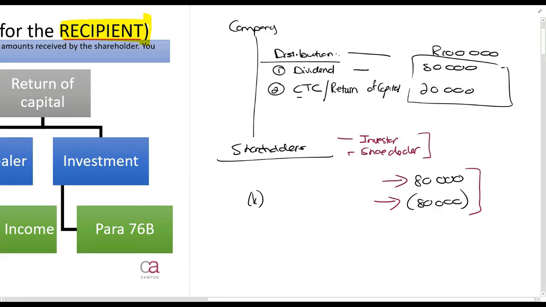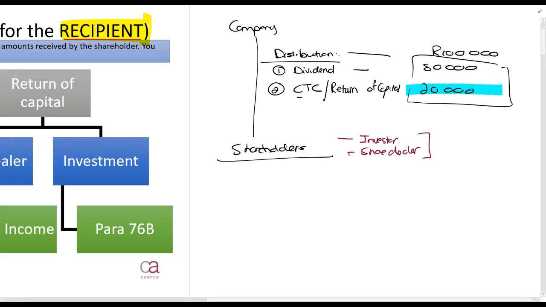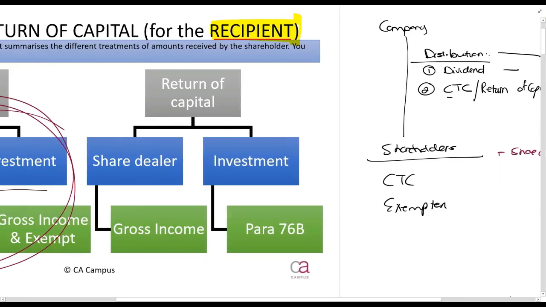Okay, now let's look at the contributed tax capital portion at 20,000. If you are a share dealer, that contributed tax capital, the 20,000 that you receive, is an amount that you received in the scheme of profit making. So it is gross income. You include that 20,000 rands. There's no exemption for contributed tax capital in the Act. Find it, show it, doesn't exist. It's only for dividends. So that's what we're seeing over here.